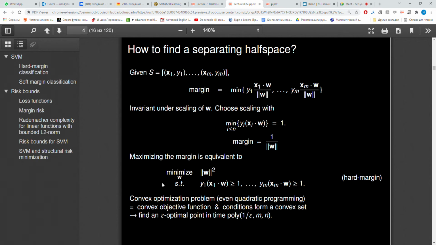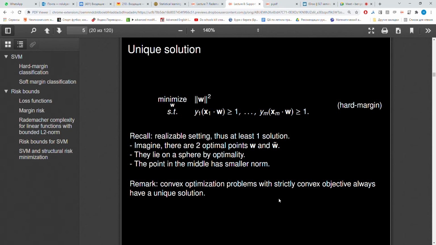So it's well known that this task is a convex problem. We know that we have a convex objective function, this one, and we know the conditions which define a convex set. So we can find an optimal point, a good enough point, in polynomial time. So this task can be solved efficiently. Also, we know that it has a unique solution, because all convex optimization problems with a strictly convex objective always have a unique solution.